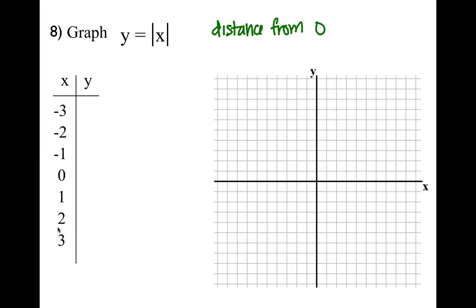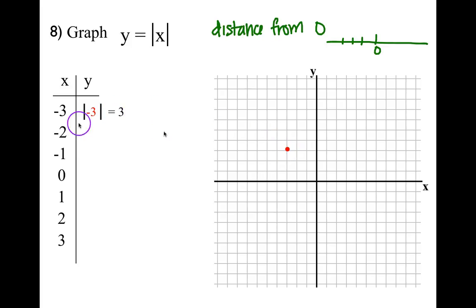So here, -3. If you were to look at a number line, here is 0, here's -3. How far is -3 from 0? You would say it's 3 away. So I'm going to say that the absolute value of -3 is 3. So my ordered pair is (-3, 3).